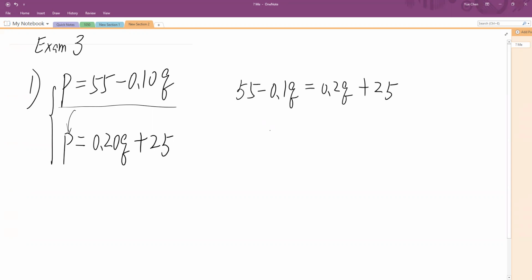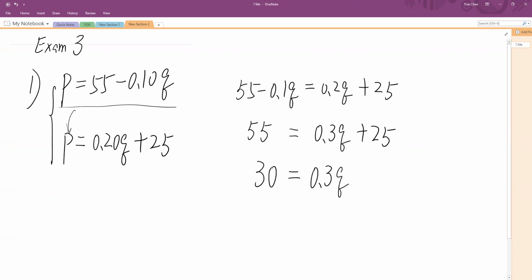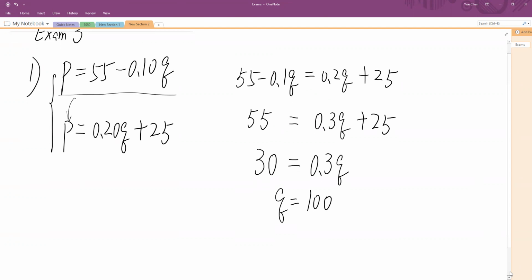Then we add 0.1 Q on both sides. Then you will have 55 equals 0.3 Q plus 25. Then we subtract 25 on both sides. So you will have 30 equals 0.3 Q. So Q equals 100, right? This is the equilibrium quantity.